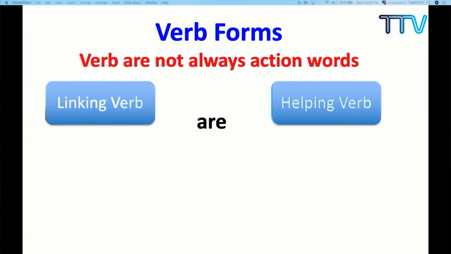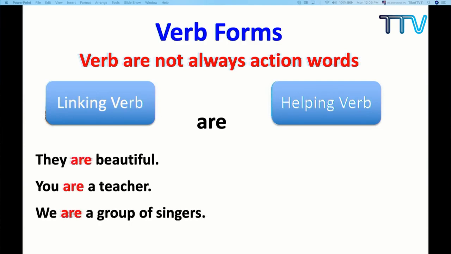We have already learned this. I told you most of these words are in both linking and helping verbs. Let us take an example, are. Are can be a linking verb and are can also be a helping verb. So I have an example here. Let us see. They are beautiful. You are a teacher. We are a group of singers. Now, in these, are is used as a linking verb.